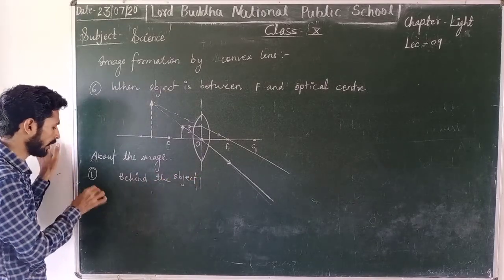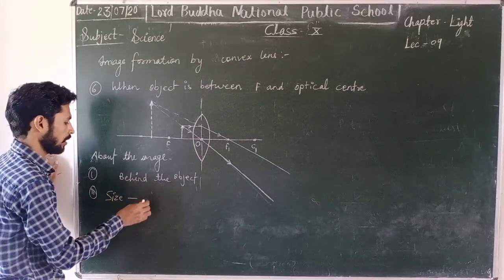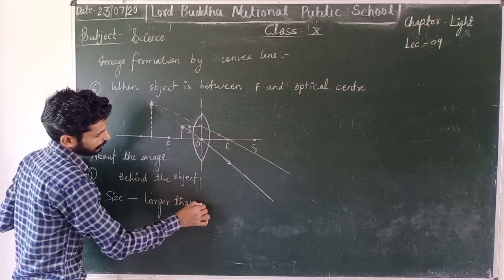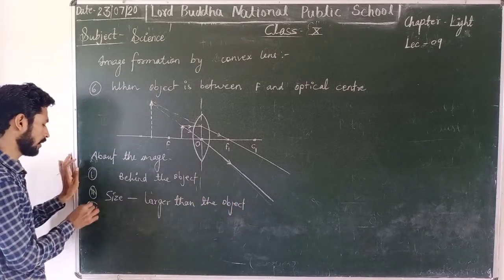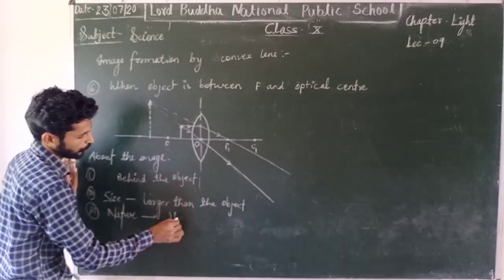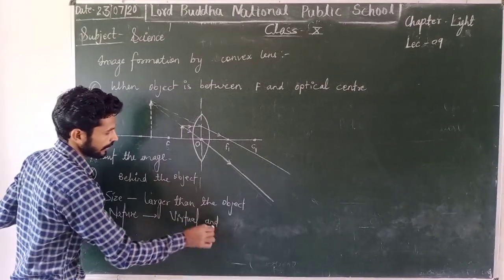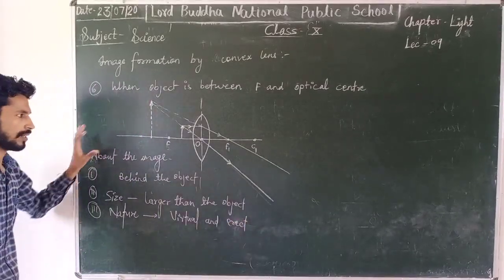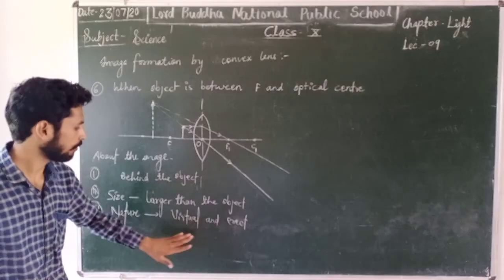And point number 2 is size: larger than the object. Point number third is nature of the image, that is virtual, that means imaginary, and erect, it will be upright. So in the convex lens this is the only case in which the image formed will be erect and virtual.